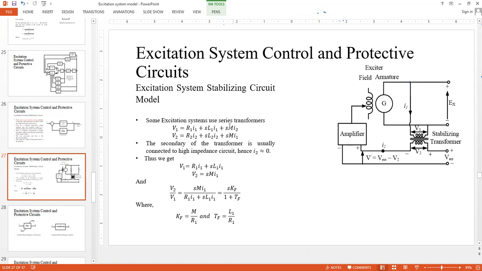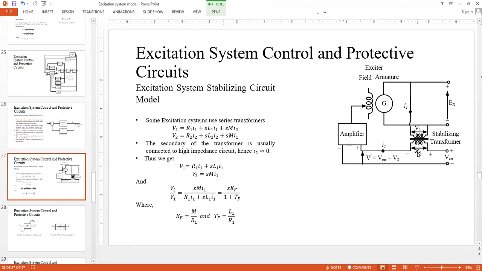So that is taken care of by this M, that is modeled by M. So this could be read as M di2 by dt. Similarly for V2, that is R2I2 plus SL2I2 plus SMI1. Now, as we said, I2 is 0. So simply we get rid of all the parts of the expression where we have the presence of I2. So V1 is simply R1I1 plus SL1I1, and V2 again is simply SMI1.